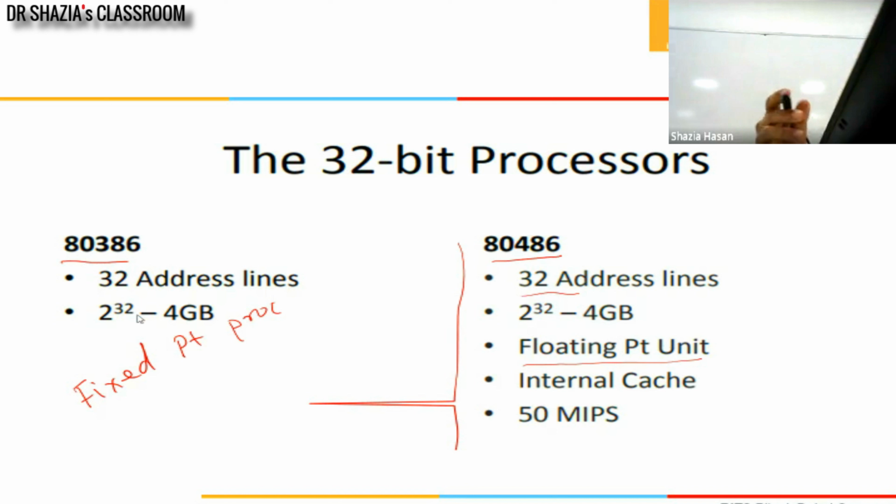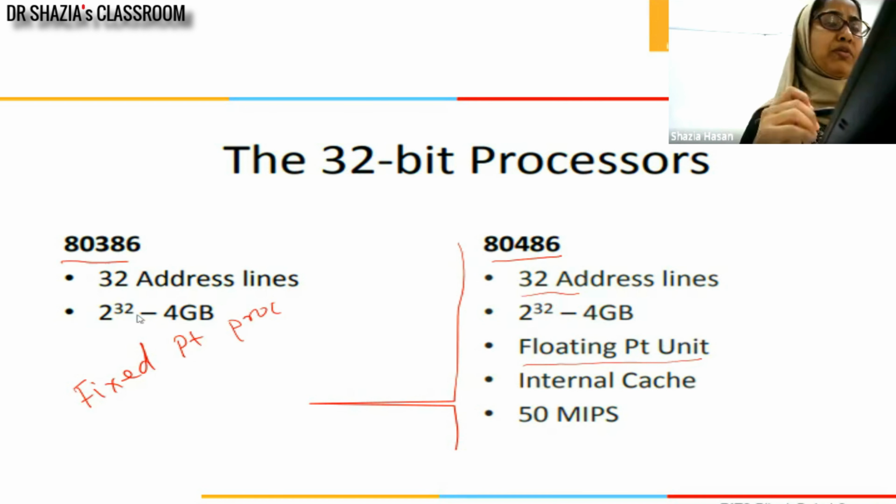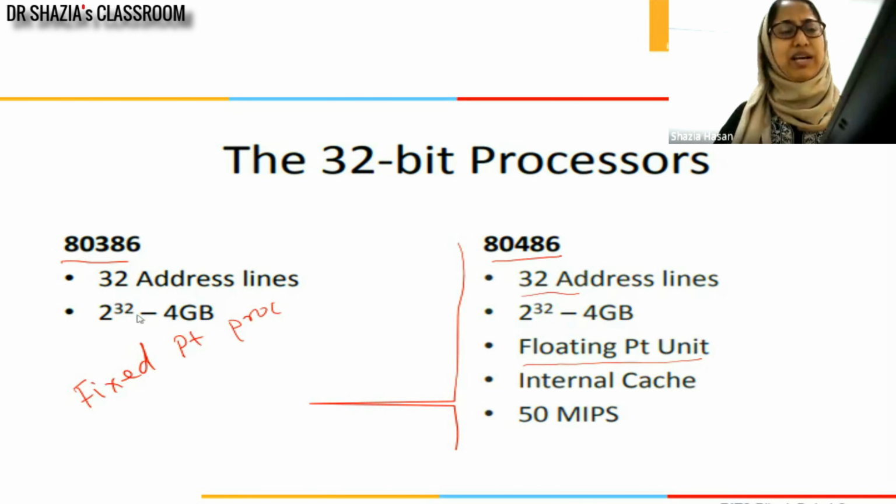But the difference that started from the 486 processor is that it has an internal coprocessor, or you can say it is capable of performing floating point operations. These are floating point processors. Along with that, it had cache memory inbuilt to the processor for the first time, and its processing speed was 50 million instructions per second. We will look into the differences as and when required.